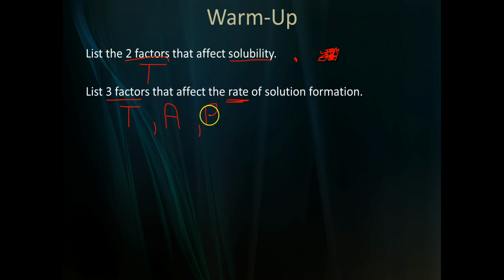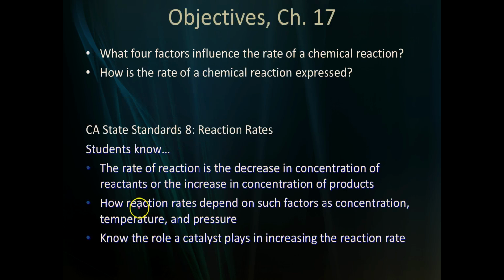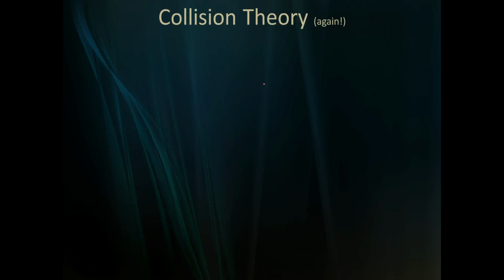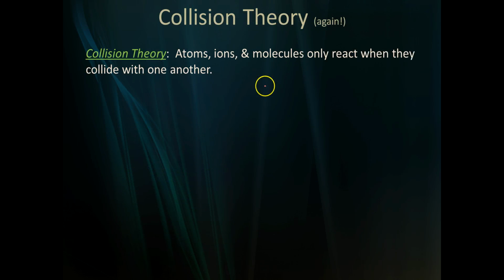Now you may have noticed that chemical reactions have a relationship with these variables as well, and that's what you did see in the lab. So what we're going to talk about is the four factors that influence rate. When we do a chemical reaction, there's one additional factor that's going to affect how fast the reaction goes. Let's start with collision theory, all about those collisions. Same as before, atoms, ions, and molecules only react when they collide with one another.